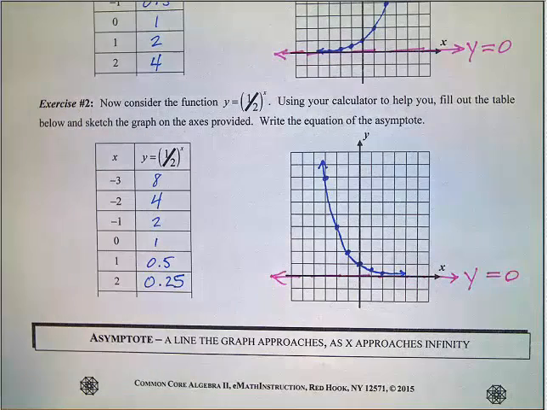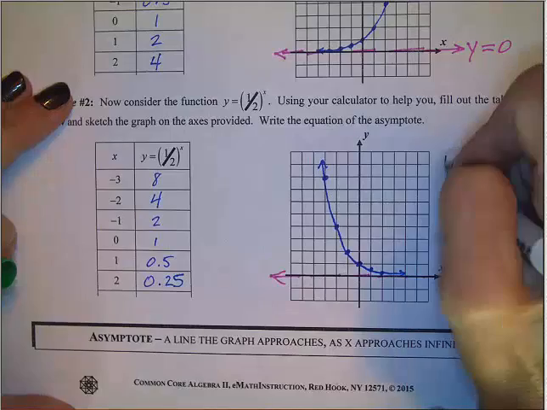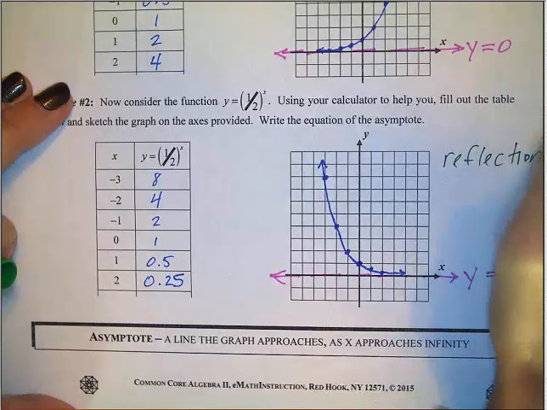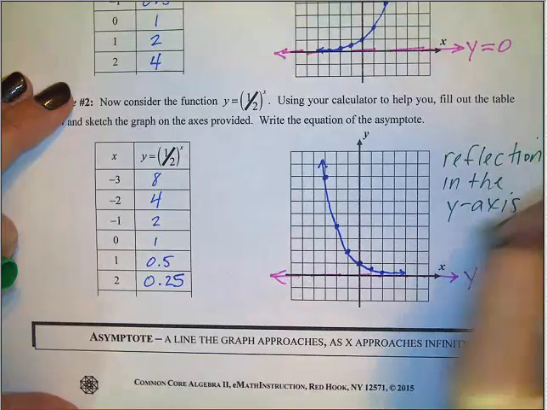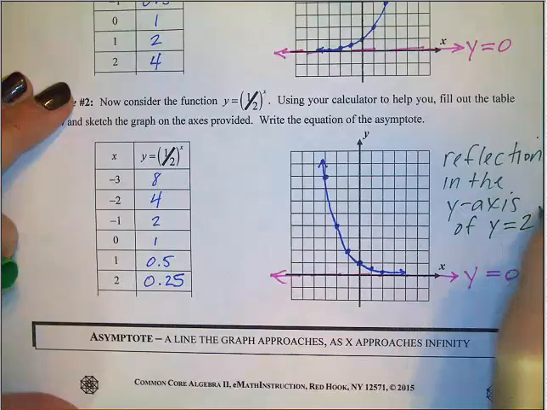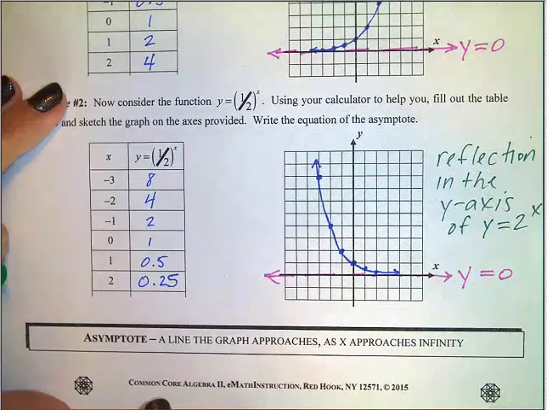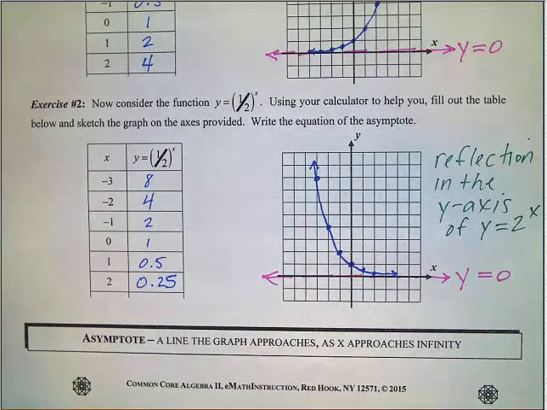You'll also notice, if you compare the two graphs, that the second graph is a reflection in the y-axis of y equals 2 to the x. So we took y equals 2 to the x, exercise 1, we reflected it over the y-axis, and we get our graph of 1/2 to the x. So if the base is fractional, then we notice it's a reflection in the y-axis.